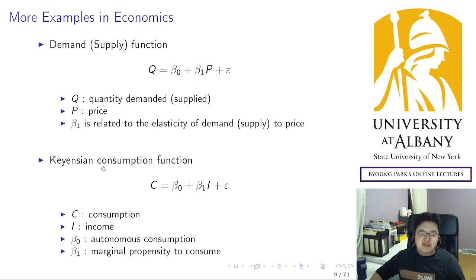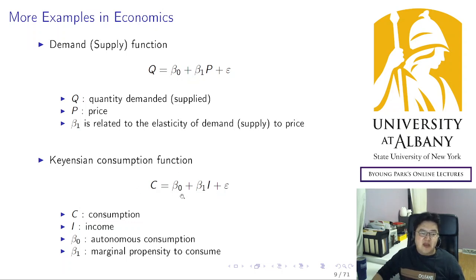In Keynesian macroeconomics, the consumption C is understood as a function of income. So household consumption increases as the income increases, but not one-to-one. So households do not consume all the income. Some is saved, and sometimes households need to borrow money to consume more. So we have the same structure. Consumption is determined as a function of income, but there are parameters and errors.